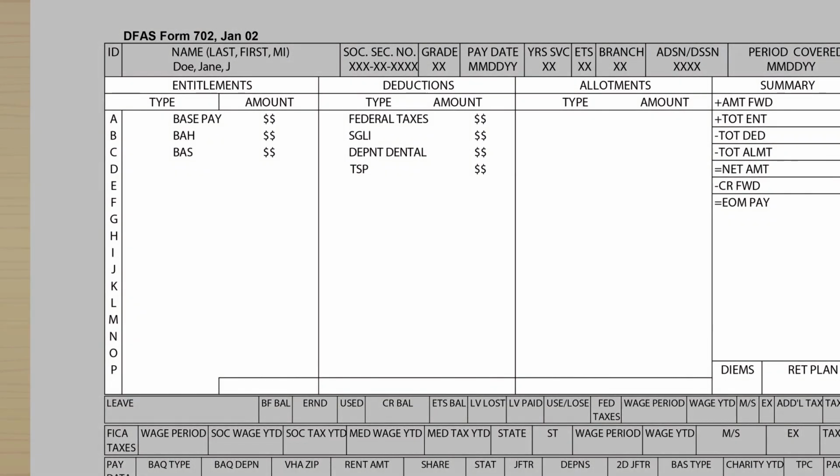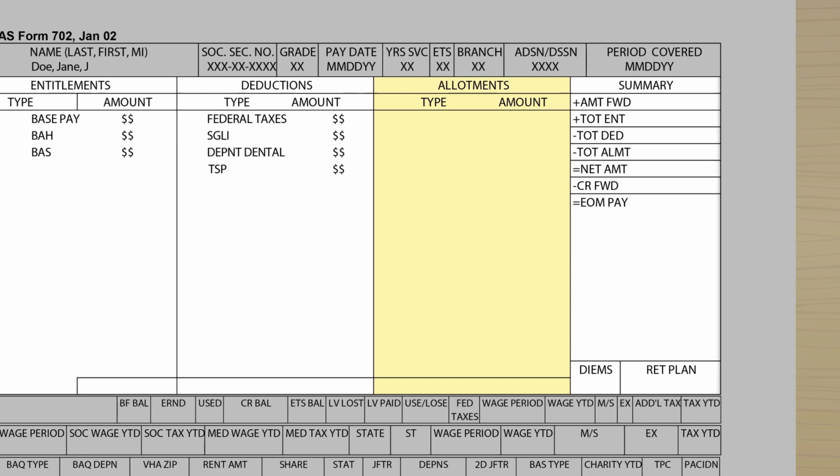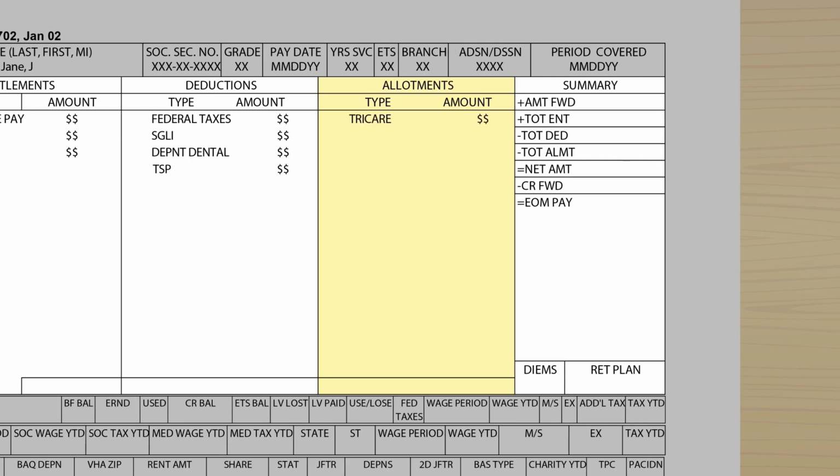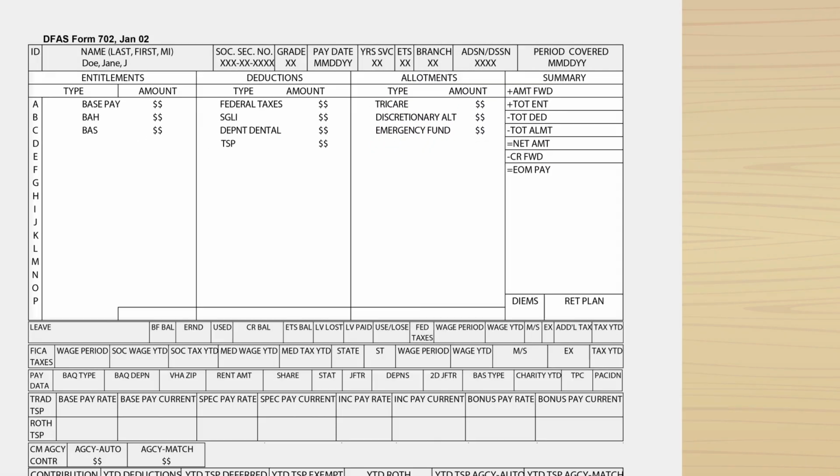Although less common, additional funds may be taken from your pay for allotments. Examples include insurance or discretionary allotments, such as savings or emergency funds. The allotment section details where the funds are going and when they might be paid in full. Once paid in full, the allotment will show in the Remarks section.